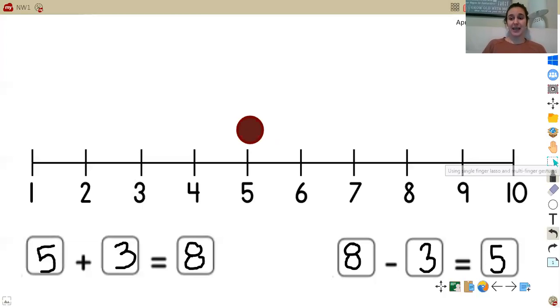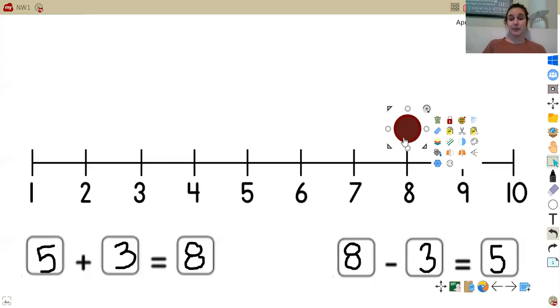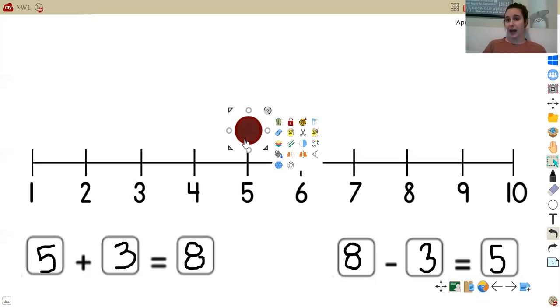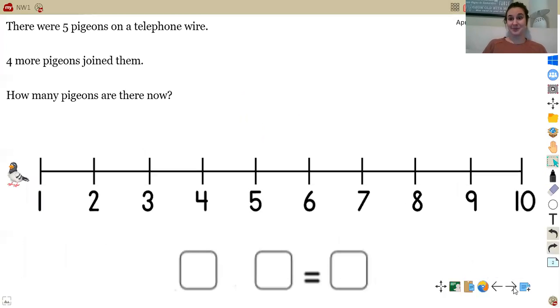So let's show that again on our number line. So go back to 8. So 8 minus 3, 1, 2, 3 equals 5. Okay, get ready for some word problems. There were 5 pigeons on a telephone wire. 4 more pigeons joined them. How many pigeons are there now?